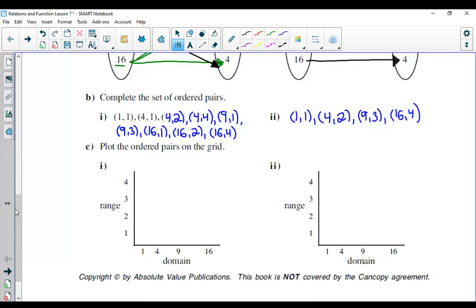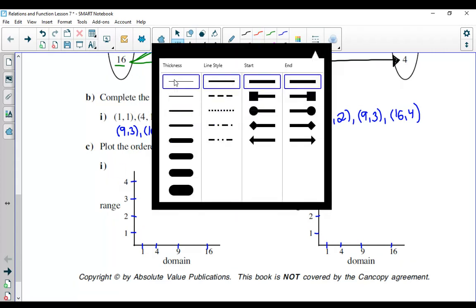Now it wants me to plot these points on a grid. Okay, so we'll have, let's draw the grid lines, 1, 2, 3, 4. This is a really strange grid because there's not even spacing between the numbers, but that's okay right now. So let's plot these points. So we got 1 comma 1. Let's do it in red actually, so it can stand out a bit more.